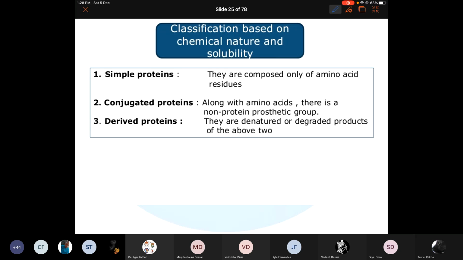Next, on the chemical nature and solubility. Some are simple proteins, some are conjugated proteins, some are derived proteins. Simple proteins are composed of only amino acid residues. Conjugated proteins have amino acids along with a non-protein group. Derived proteins are those you get from denatured or degraded parts of conjugated and simple proteins. Simple means only amino acids; conjugated means along with the amino acids you get a non-protein part attached; derived is something you get from degradation of both simple and conjugated.